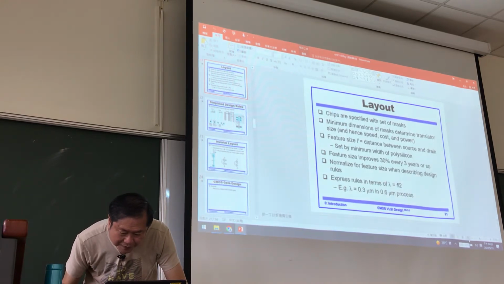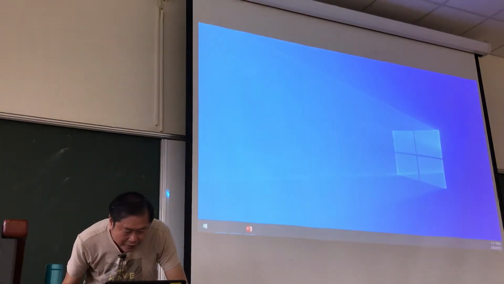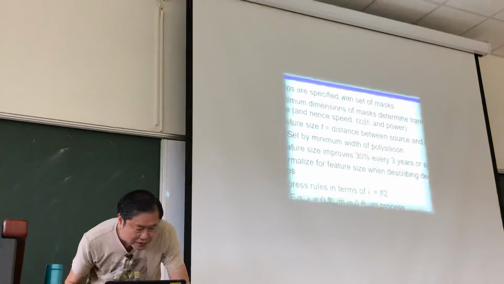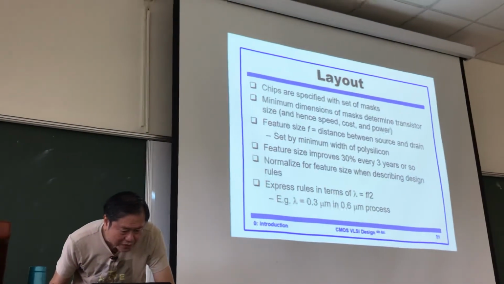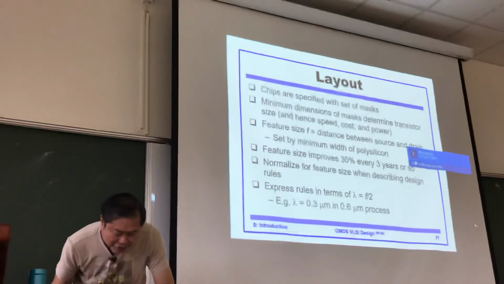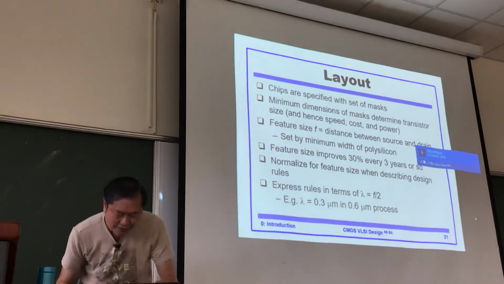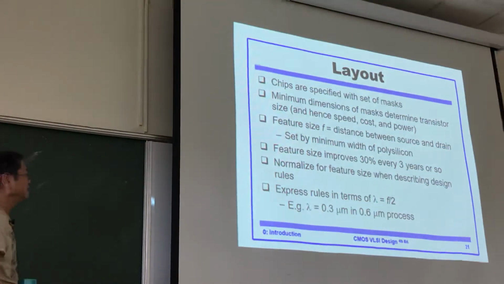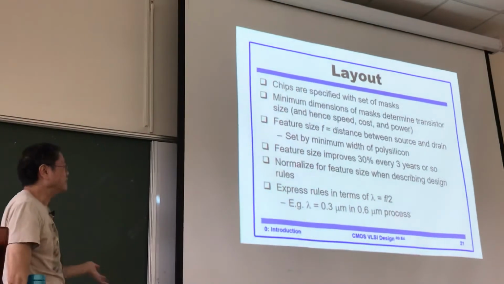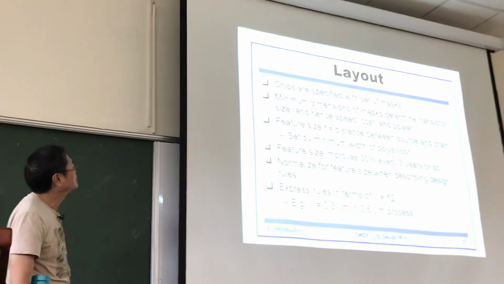The manufacturing process keeps advancing, which means you are shrinking the feature size, you are shrinking the transistor size, smaller and smaller and smaller, such that it gets faster and faster and consumes less and less power per transistor.